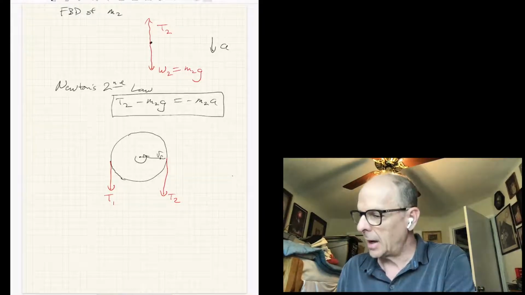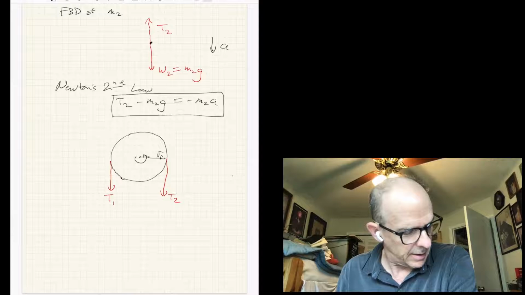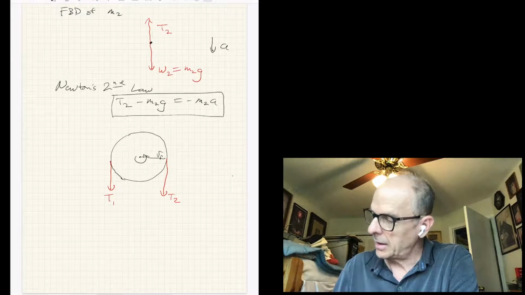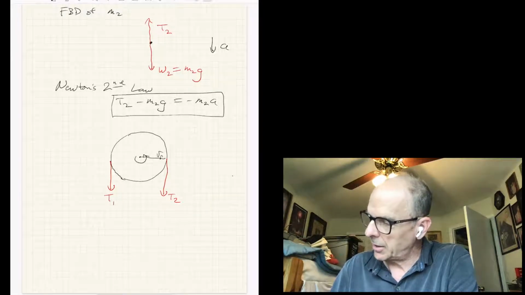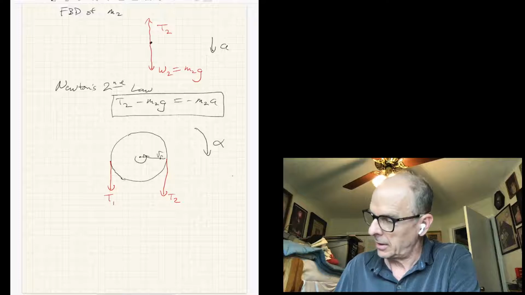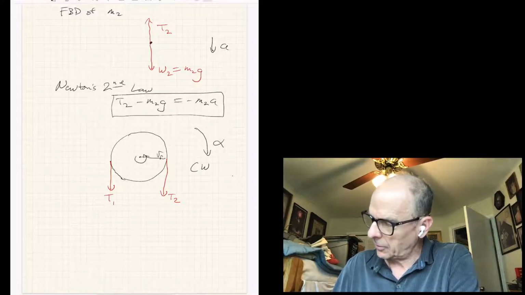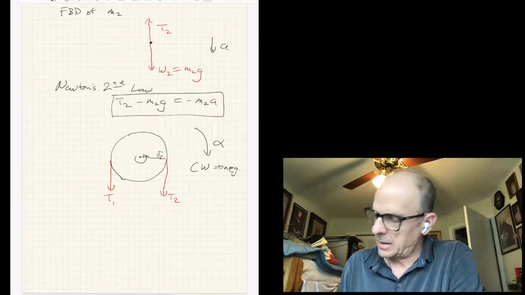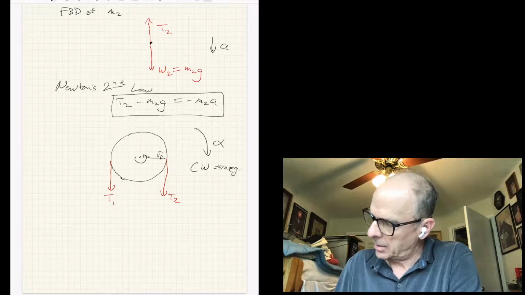So remember which way things are rotating. Because m2 is bigger, it's actually going to be rotating this way. So the angular acceleration of the pulley is clockwise. Clockwise means negative, and counterclockwise is positive.